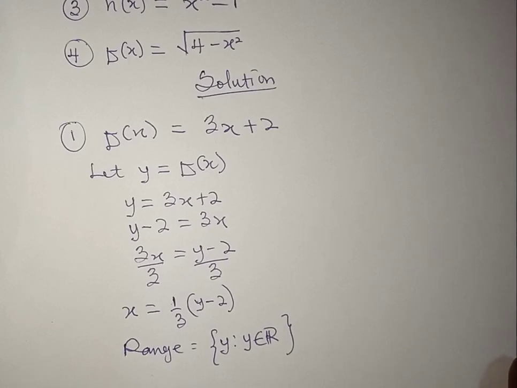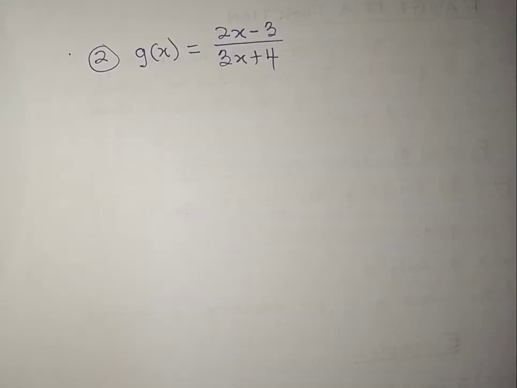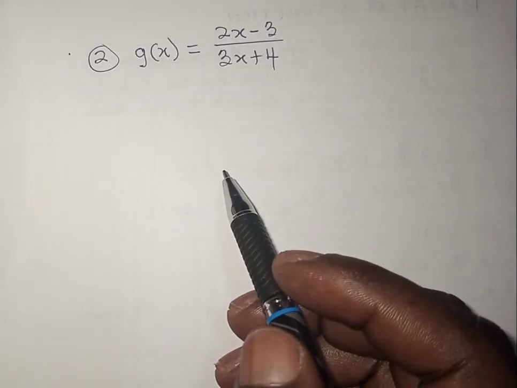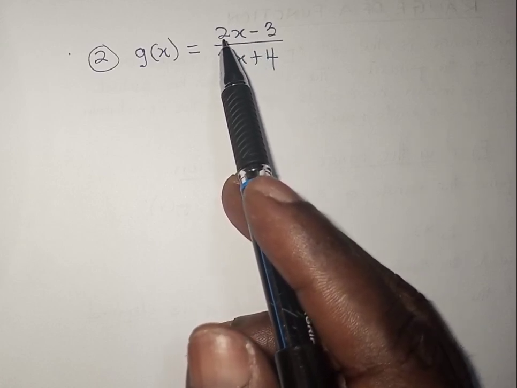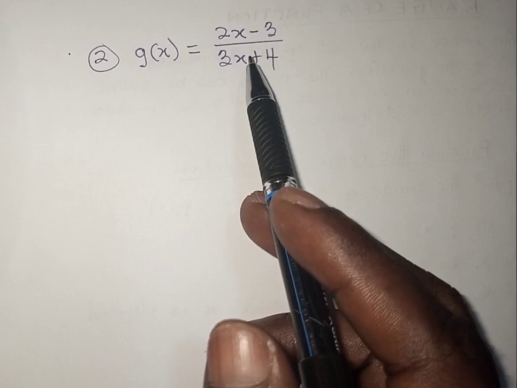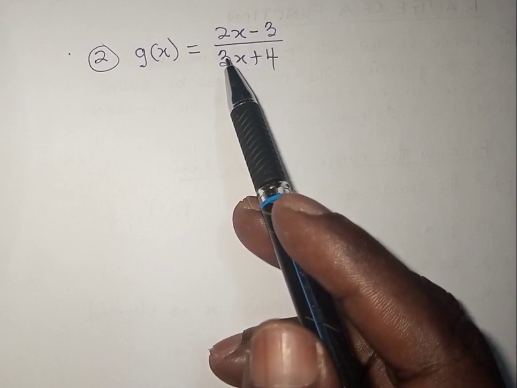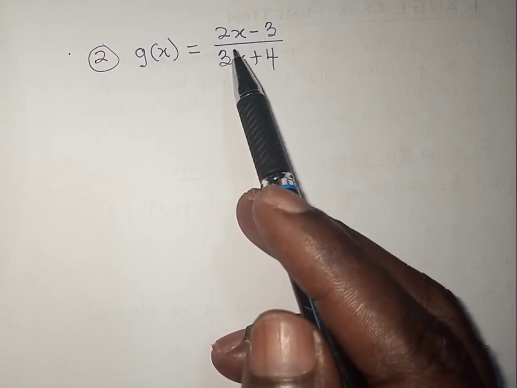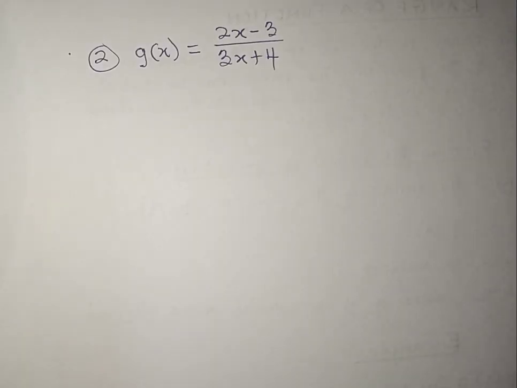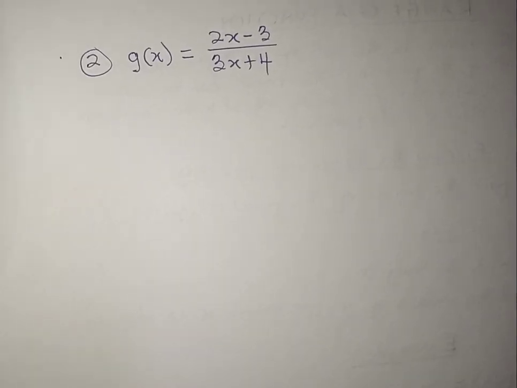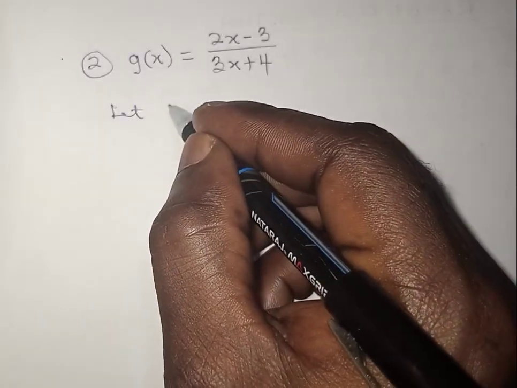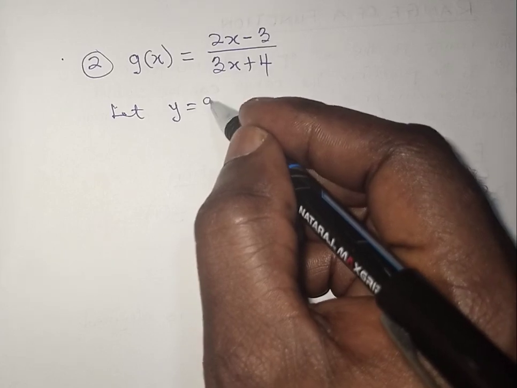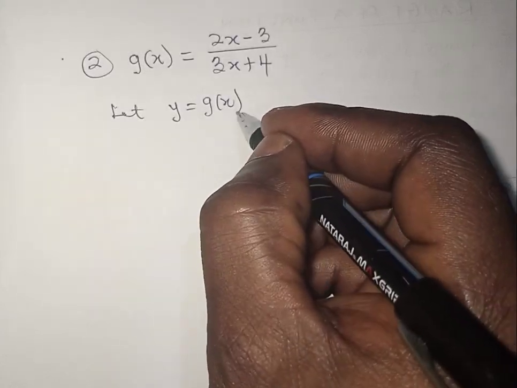Now let's continue with example 2. Now for the example 2, we are given what? A rational function. It is in a fraction form, so it's a rational function. So we are going to determine the range of this function, and as you know, our first step is to let y be equal to g at x.